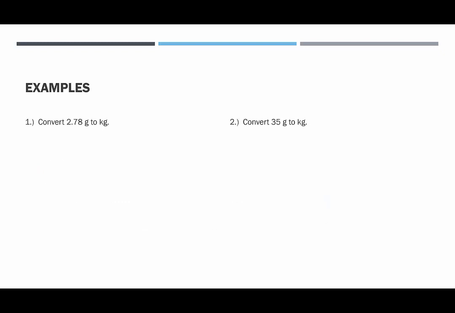Okay, let's get to the converting. We want to convert 2.78 grams into kilograms. How do we go from grams to kilograms? We divide by 1,000. So we take this 2.78, and dividing by 1,000 is going to move the decimal point 1, 2, 3 places to the left. In these gaps, we're going to add zeros, and we're going to include that leading zero. So we have 0.00278 kilograms.